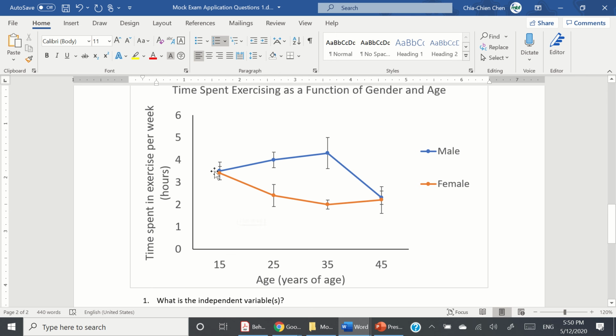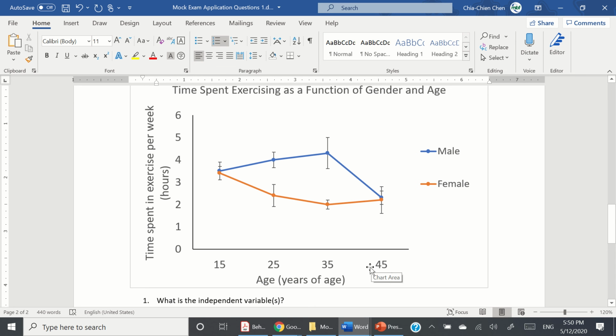They don't. So 15 versus 25, this is significantly different, in which 15 years old females spent more time exercising compared to 25 years old females. 15 years old females also spend more time exercising than 35 years of age females and also spend more time exercising than 45 years of age.